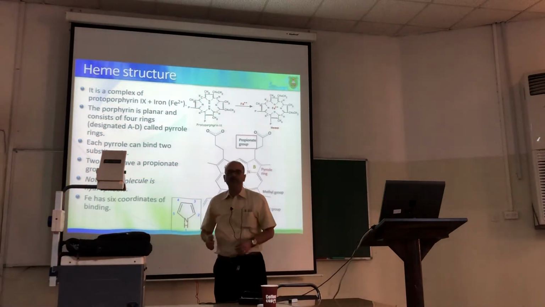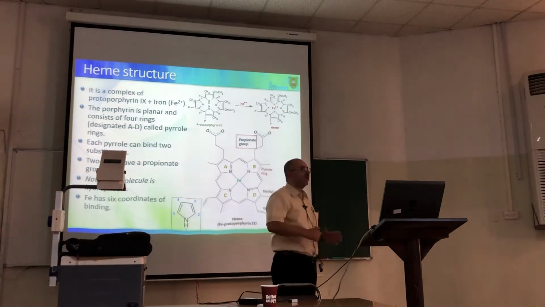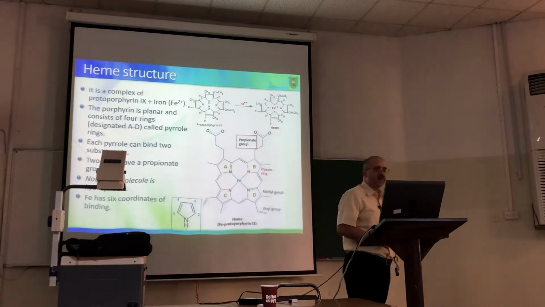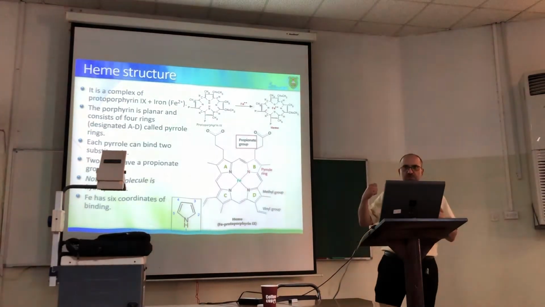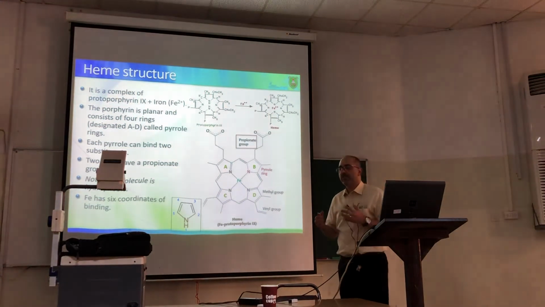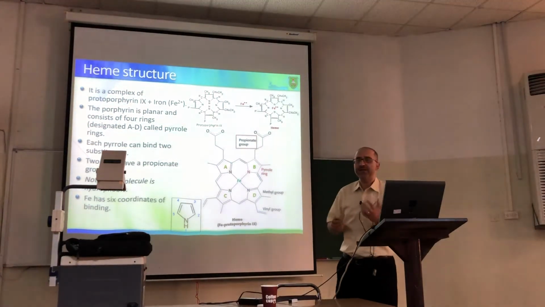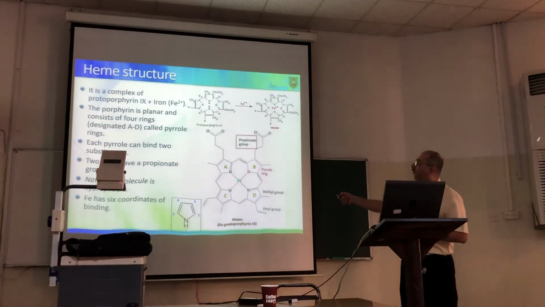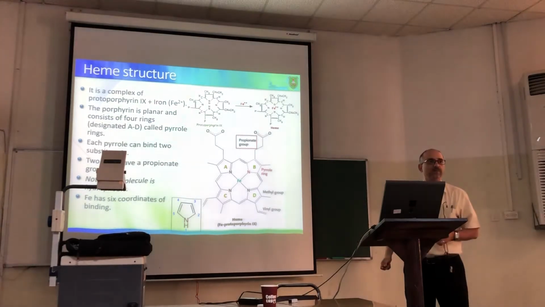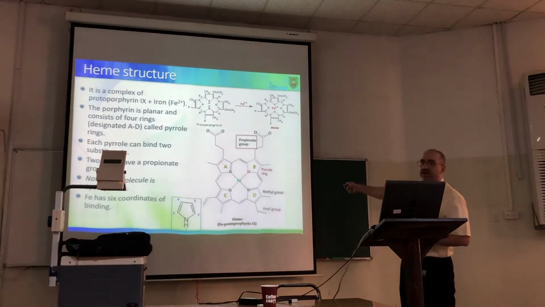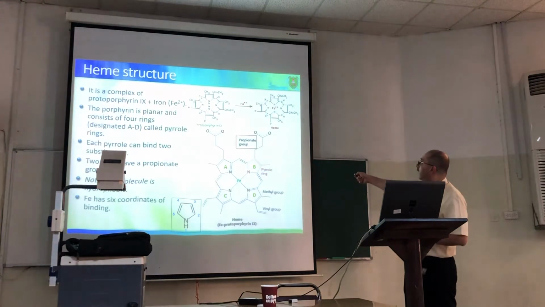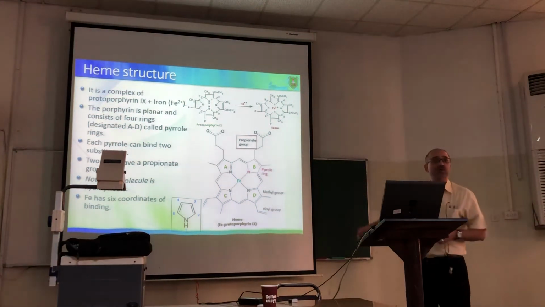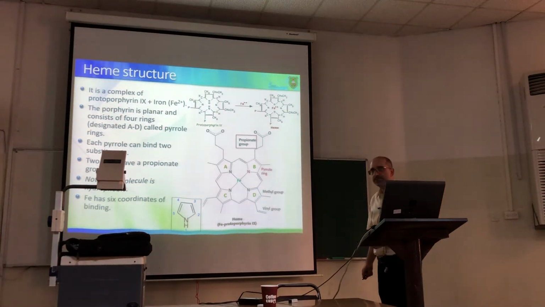So let's start with heme. You studied heme in the metabolism in biochemistry too. Heme is a molecule that is made of protoporphyrin 9 plus iron. So this is protoporphyrin 9 right here. Okay? And when iron is associated with it, it becomes heme.